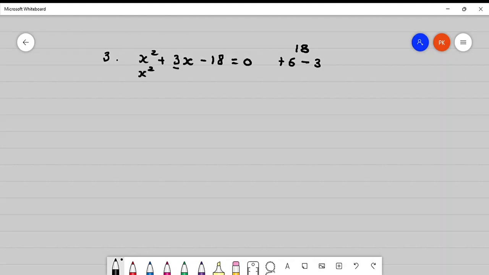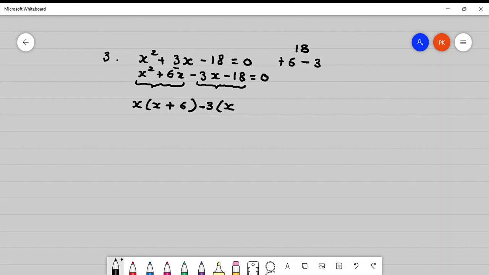Now split up the middle term. Split up 3x as plus 6x minus 3x minus 18. Now group the terms, first two, last two. Now from first two terms take x common. So here x will remain, and from 6x I have taken x out, so 6 will remain. Take the sign of the third term out, and from 3x and 18 take 3 common. So here x. Now this minus will change to plus, and 3 6 are 18. So you get two factors as x plus 6 as one factor, and the other factor is x minus 3.